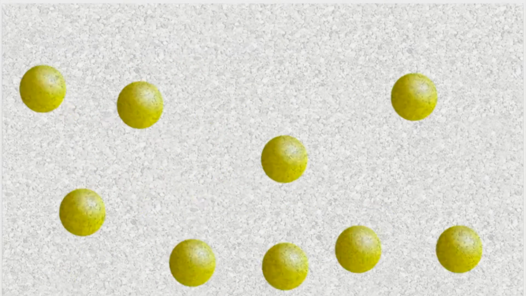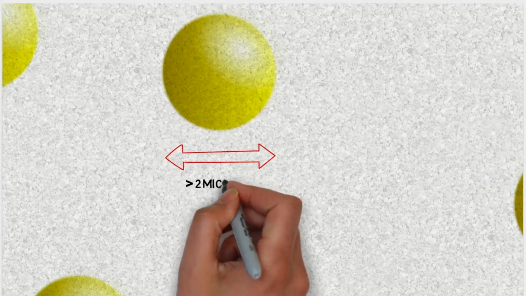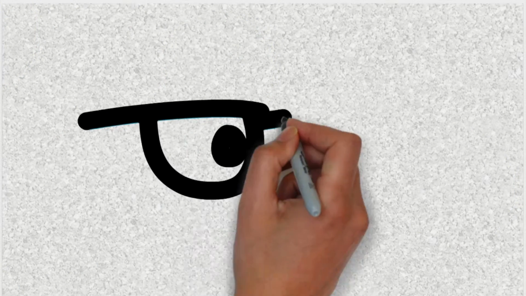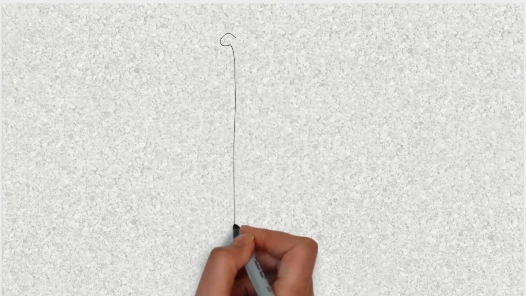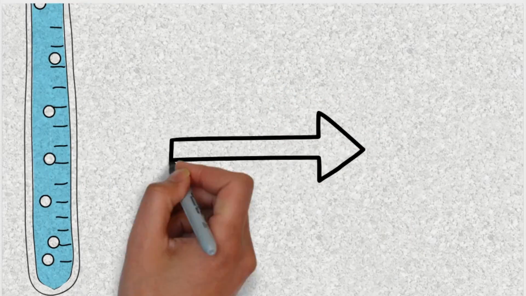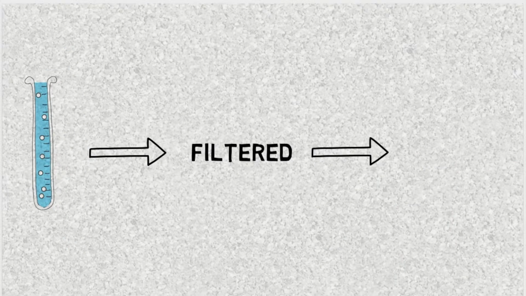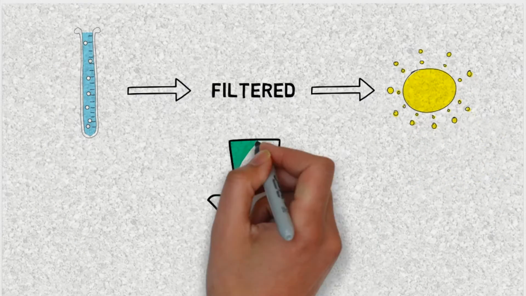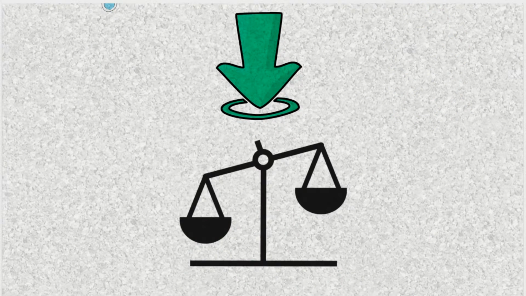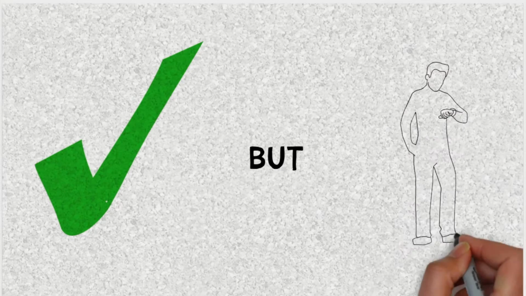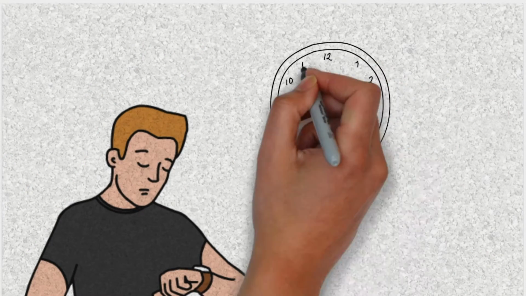So total suspended solids are particles found in water that are bigger than 2 microns. The most common method of measuring suspended solids is by weight. To measure TSS, a water sample is filtered, dried, and weighed. Although it is the most accurate technique for measuring TSS, it is more difficult and time-consuming to do.